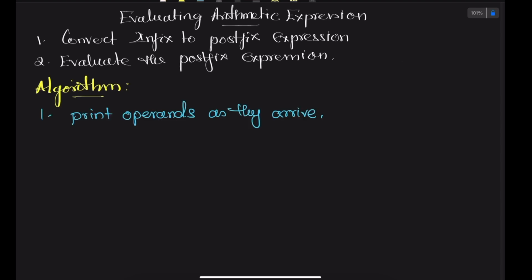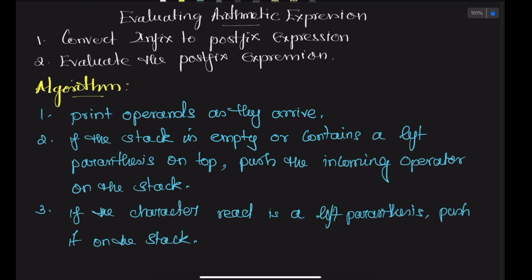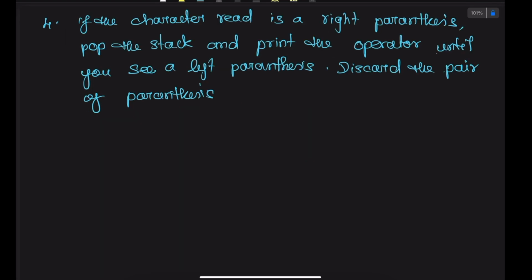First step, print operands as they arrive. Second step, if the stack is empty or contains a left parenthesis on top of the stack, push the incoming operator on the stack. Third point, if the character read is a left parenthesis, push it on the stack. Fourth point, if the character read is a right parenthesis, pop the stack and print all the operators until you see the left parenthesis. Once you see the left parenthesis, you have to discard the pair of parentheses and write the operators that were in the stack.